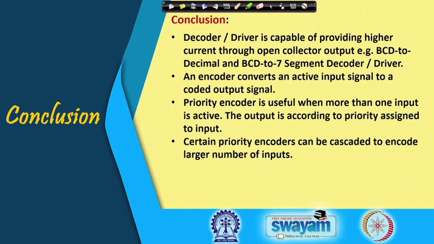So we saw the example of IC 74148, which has group select output, enable input and enable output, which can be put together judiciously, and from two such 8 to 3 encoders 74148, we can get a 16 to 4 encoder made.